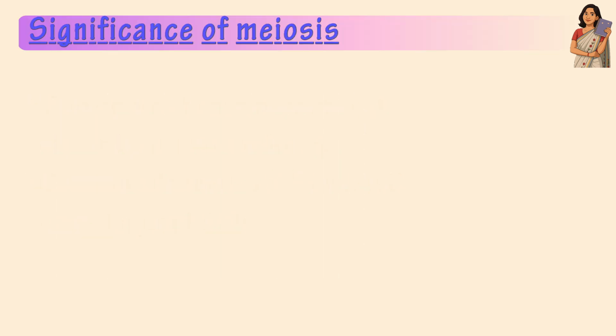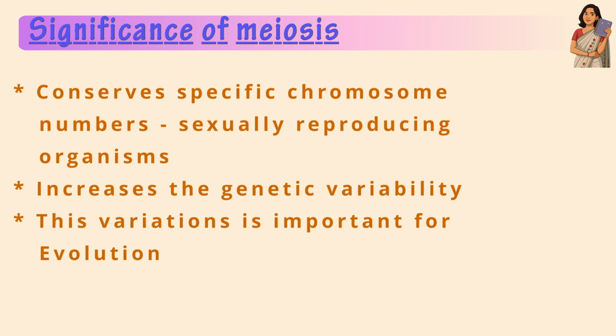Significance of meiosis. As I mentioned, meiosis is seen in sexually reproducing organisms. So this meiosis will conserve the specific chromosome number in each species. Meiosis also increases the genetic variability or diversity in the population of organisms from one generation to another generation. This variation will help in the evolution process.